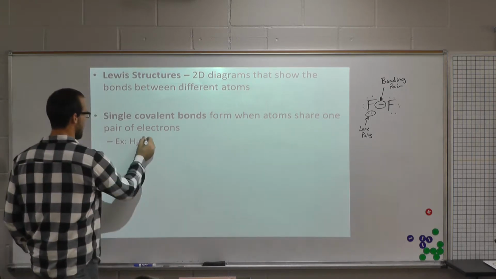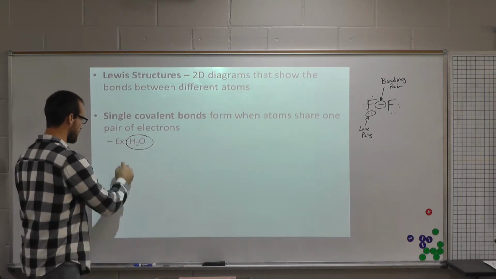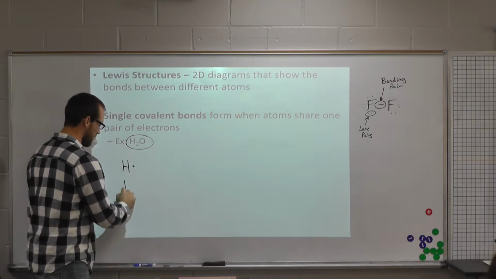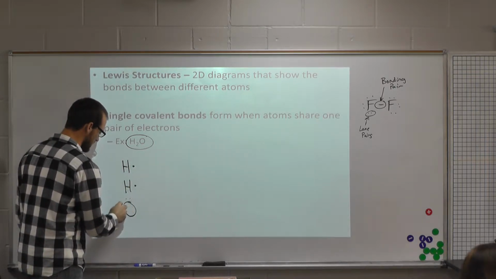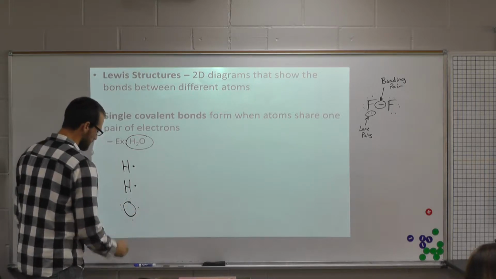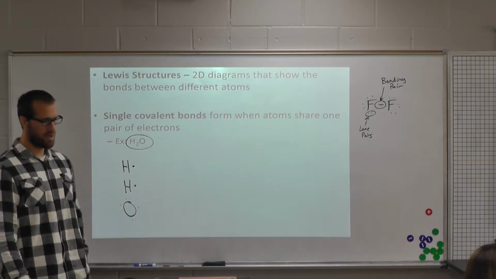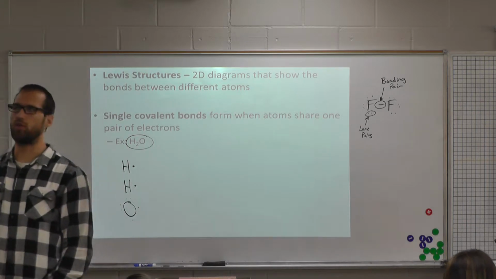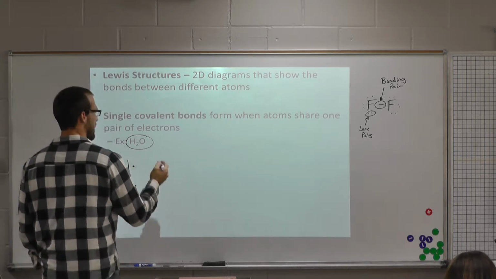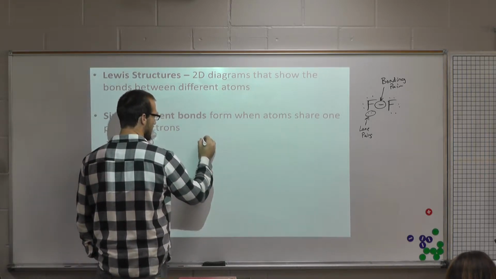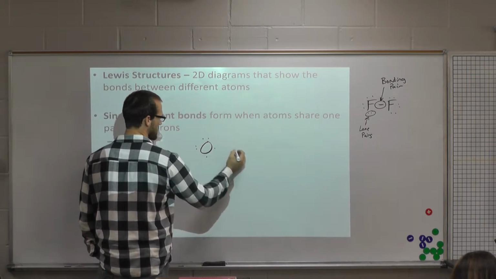Essentially we know that an H2O molecule has 2 hydrogens with 1 valence electron, and an oxygen with 6. And again, we'll get into how we set this up. I just want to show you what a single bond looks like, what a double bond looks like, and so forth.